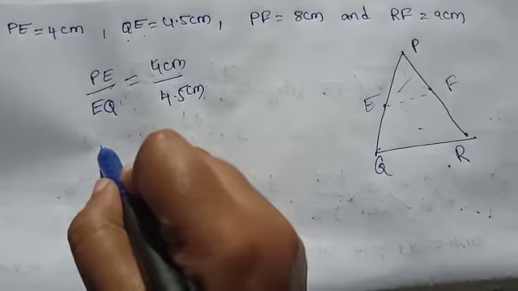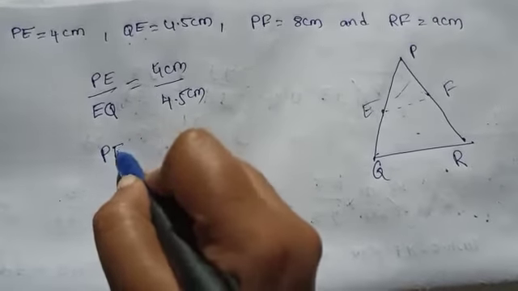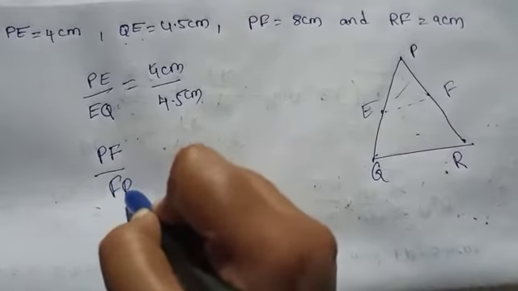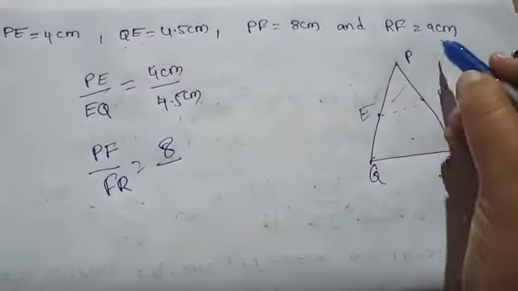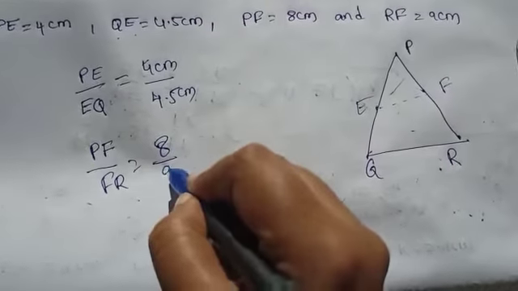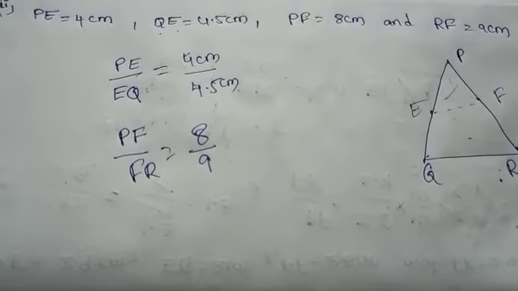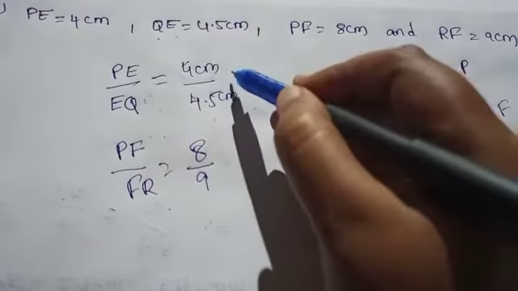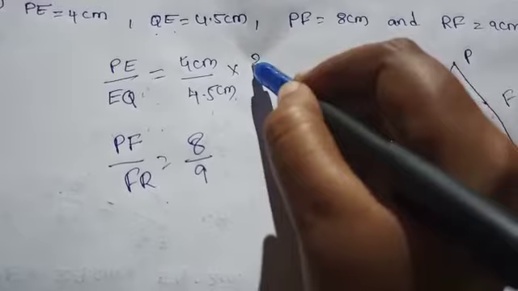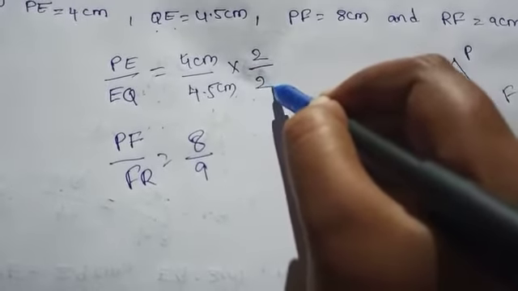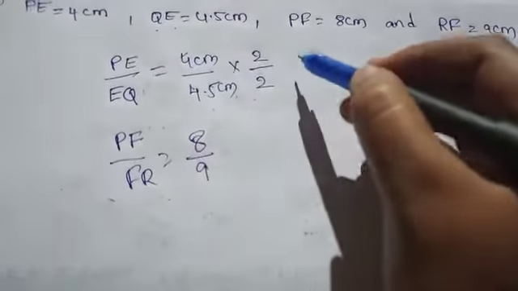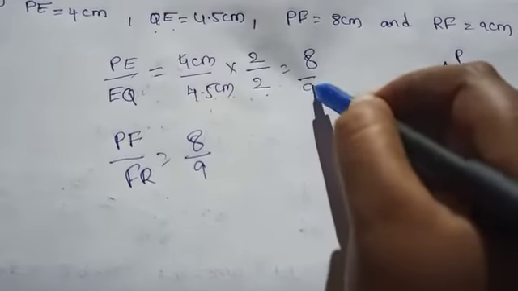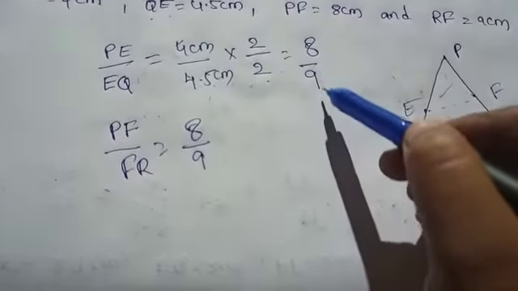Next, PF by FR equal to 8 by 9 centimeters. See, these two ratios are equal. So this ratio multiplied with 2 by 2. Okay. 4 twos are 8. 4.5 into 2 equal to 9. Okay. This ratio equal to 8 by 9.